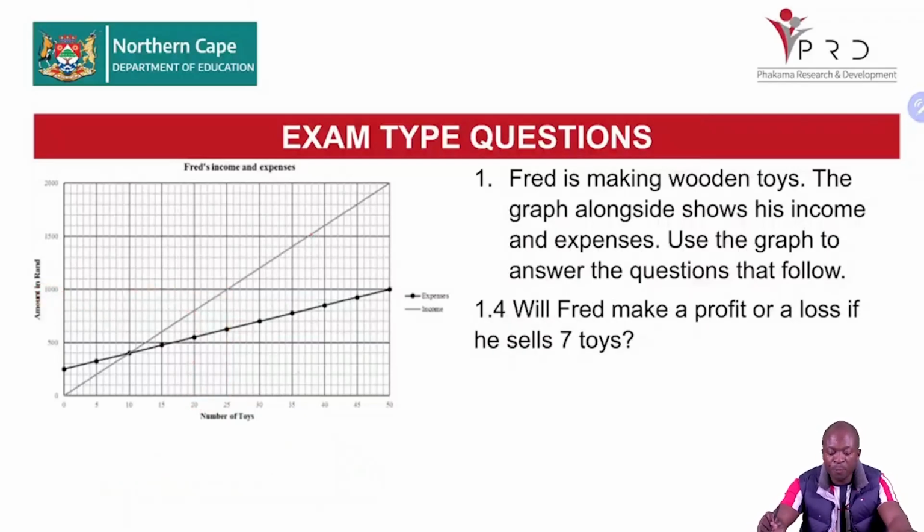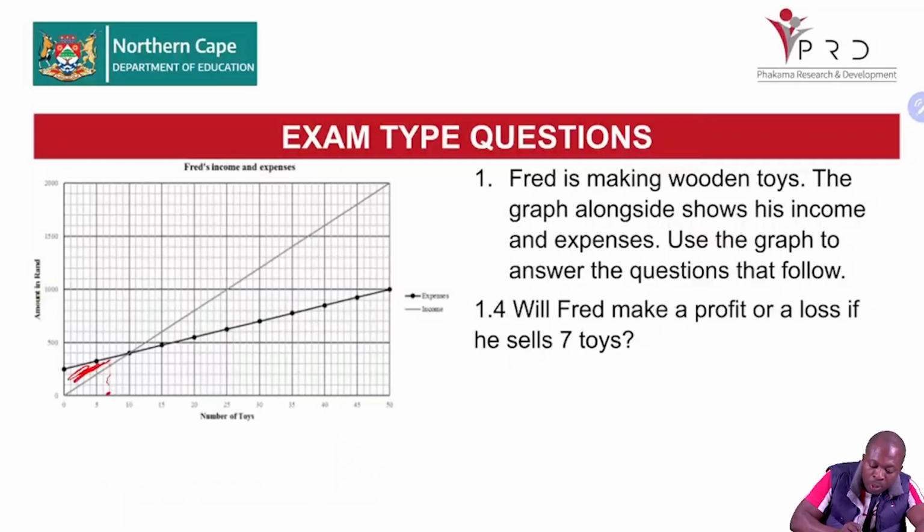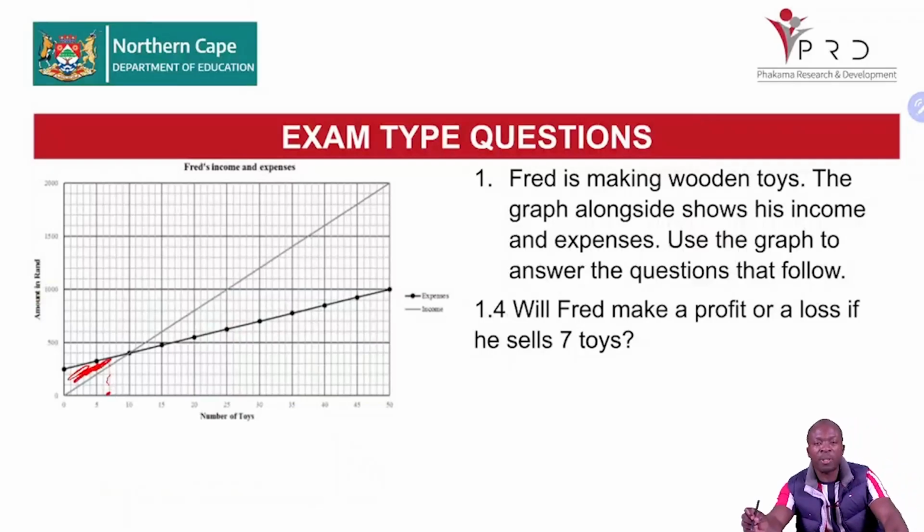Okay? 1.4. Will Fred make a profit or loss if he sells 7? So we are somewhere here. This is 10, 9, 8, 7. When you sell 7, we are in this block here. Will you make a loss or a profit? Yes, learners? No, he's going to make a loss. How do we get to know? He did not manage to break even. He didn't manage to cross the break-even point. So he will make a loss.